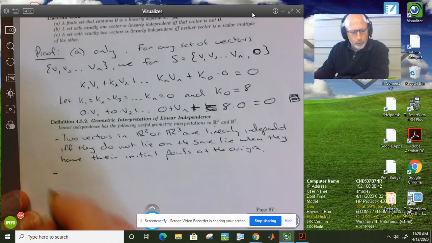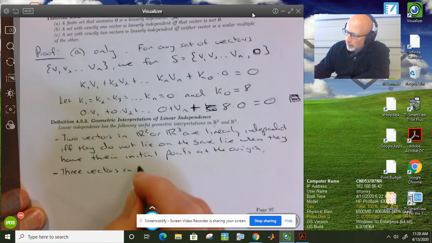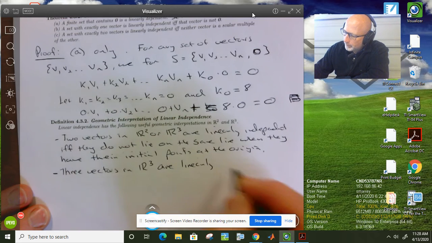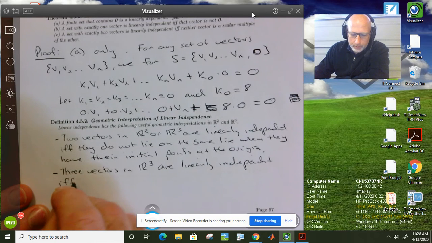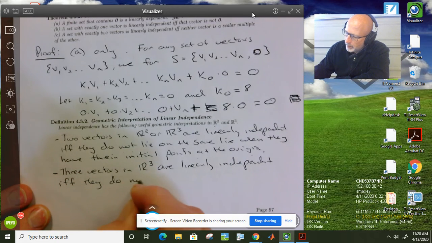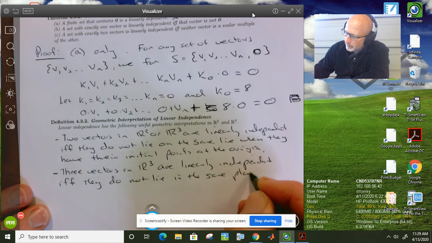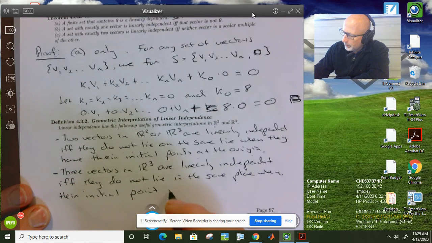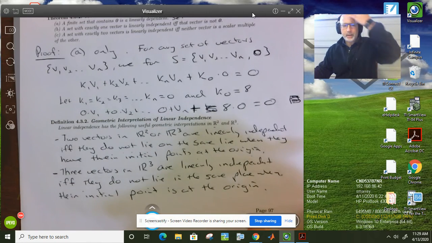The second one: three vectors in R3 now are linearly independent if and only if they do not lie in the same plane when their initial point is at the origin as well. Once again, it's like saying that they're parallel.